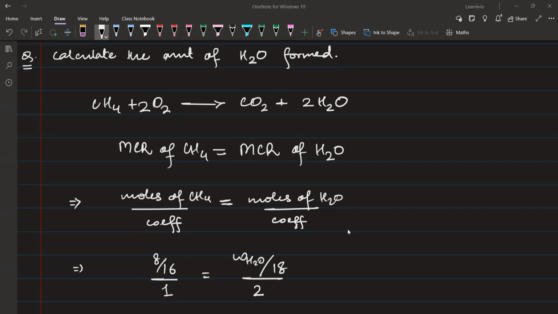Wait a second. By the way, Shaima, your answer is not correct. Jasleen, now it is right. Shaima, I think you took the coefficient as 1, right?